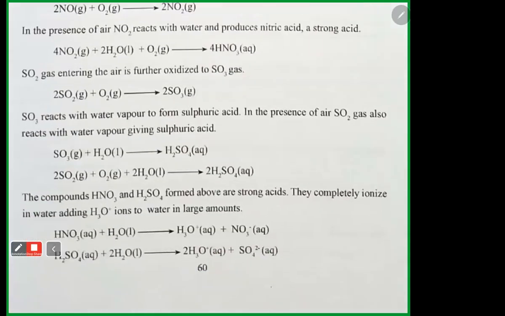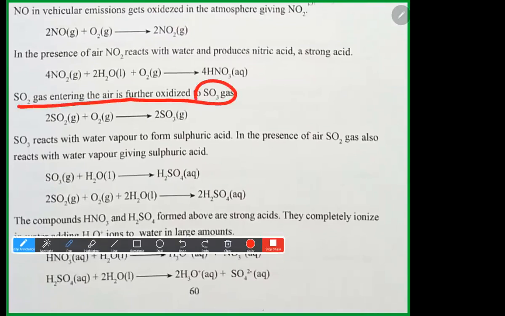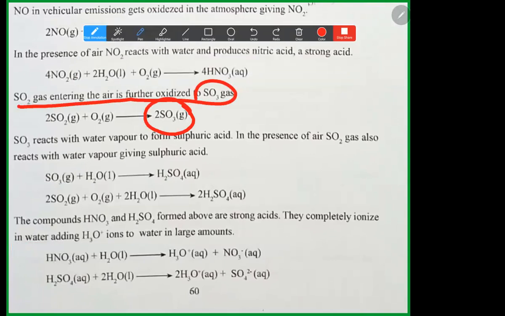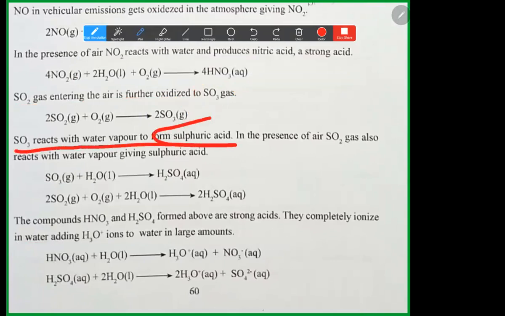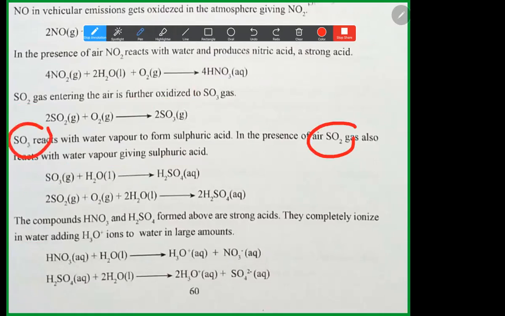And likewise, SO2 gas entering the air is further oxidized to SO3. SO3 reacts with water vapor to form sulfuric acid, which you know is a strong acid. SO2 gas also reacts with water vapor. SO2 reacts with water vapor and SO3 reacts with water vapor.